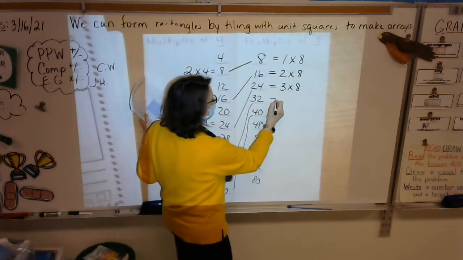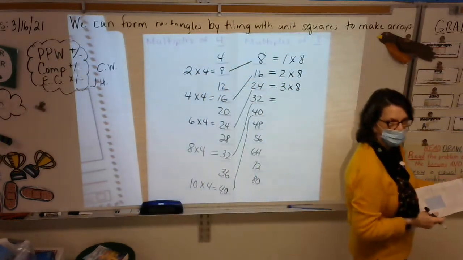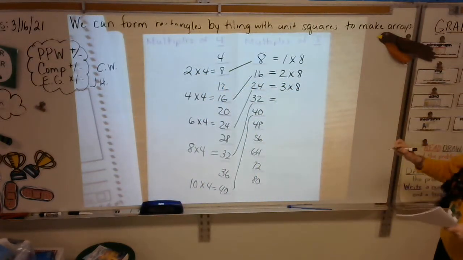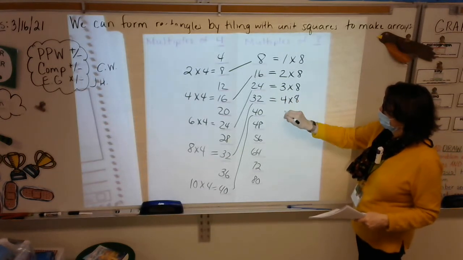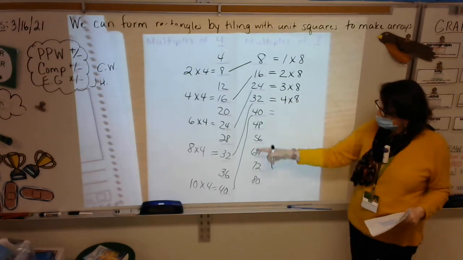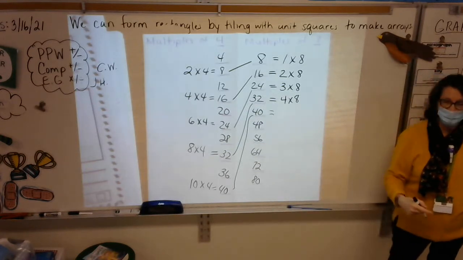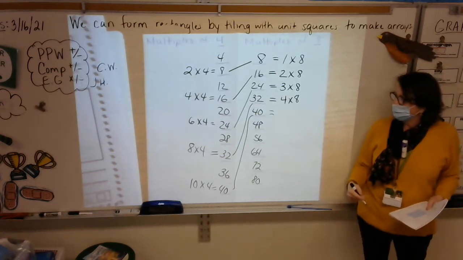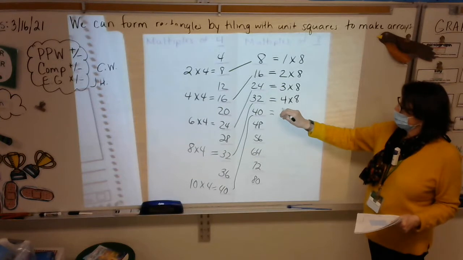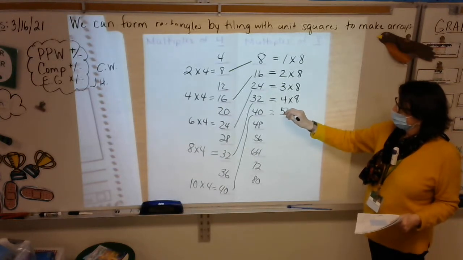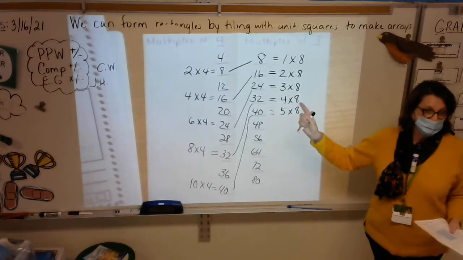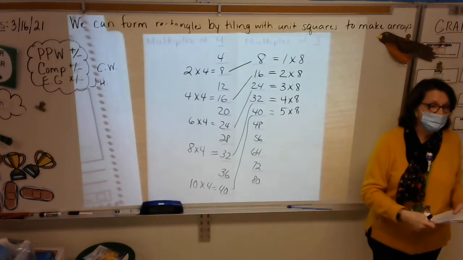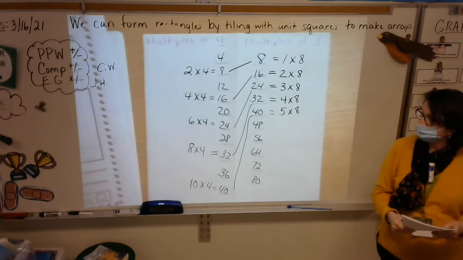Okay, 32. Oh yeah, 32 equals how many 8s? Very good, 4 8s. And then our last one that matches the multiples of 4 would be 40. 40 equals how many 8s, Jackson? 40 equals 5 8s. 5 8s, okay. So I'm asking you in unit form and you're giving it to me, or we're writing it in multiplication factors. I hope that makes sense to everybody.